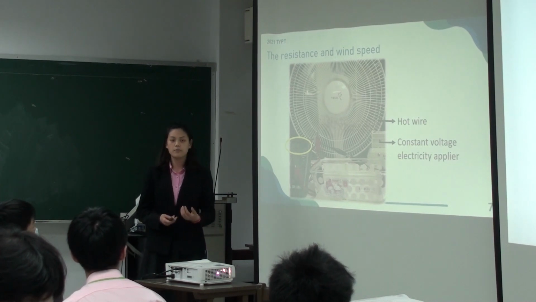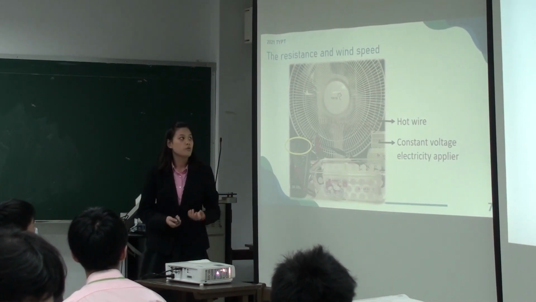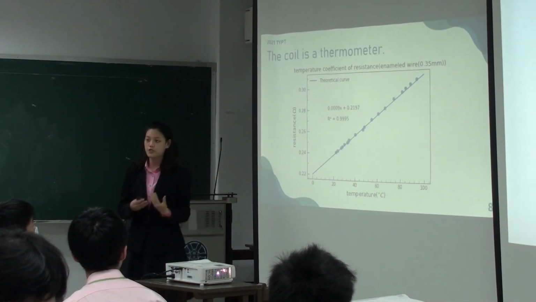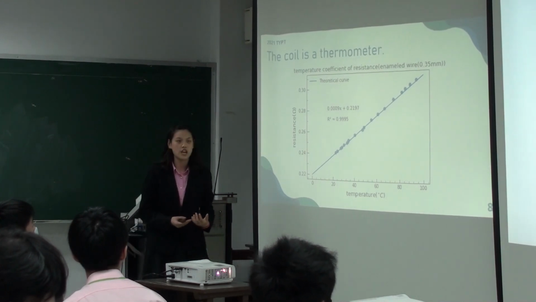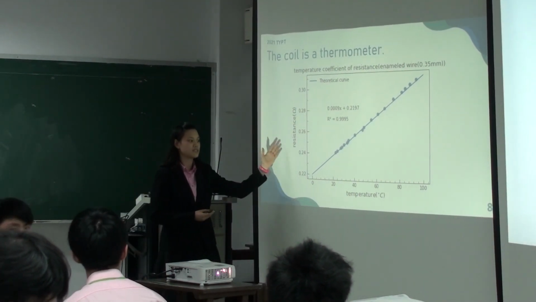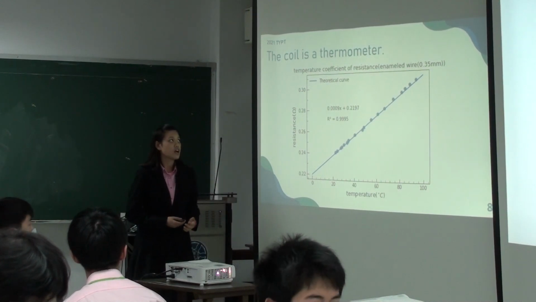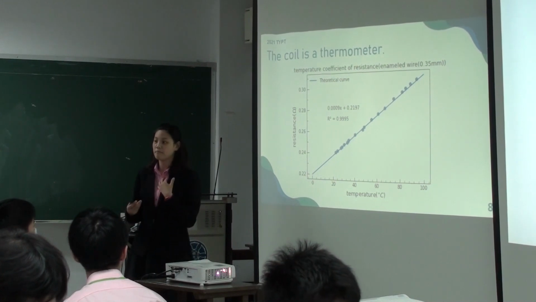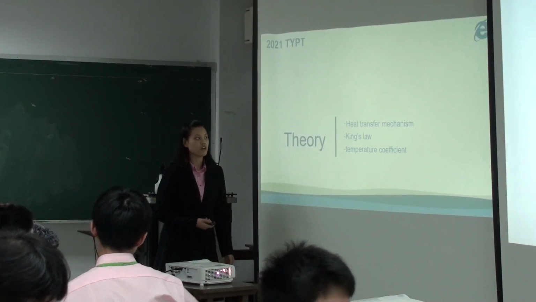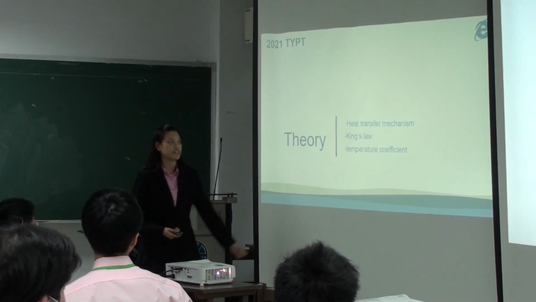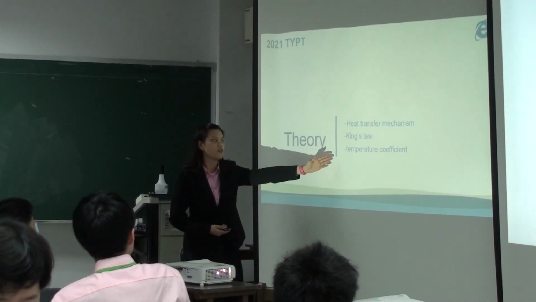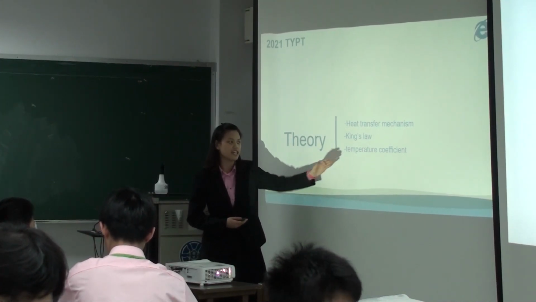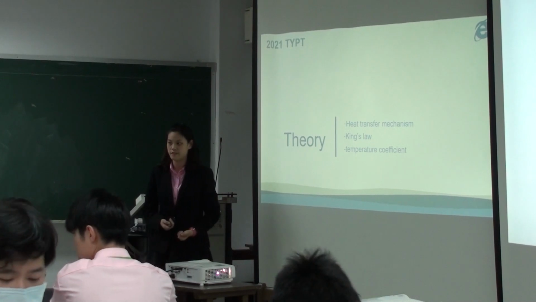And then I came up with a familiar relation, which is the temperature coefficient. For a certain material in a certain temperature range, there is a linear relation between the resistance and the temperature. So the hot coil can be both a thermometer and an anemometer in my experiment. Then I come to my theory, including the heat transfer coefficient, then I'll introduce King's law from the engineering area. And the third is the temperature coefficient that I have mentioned.